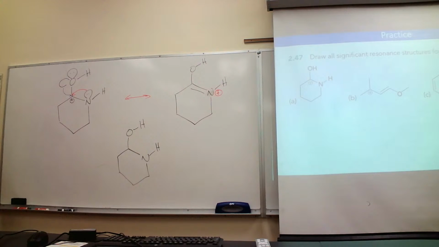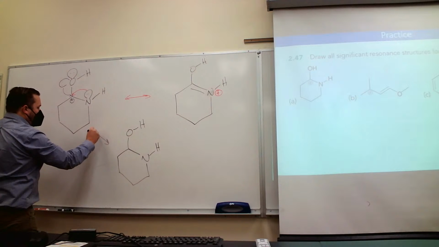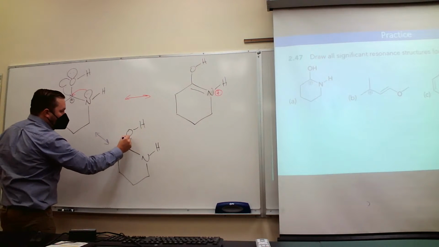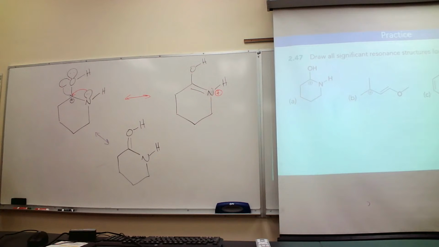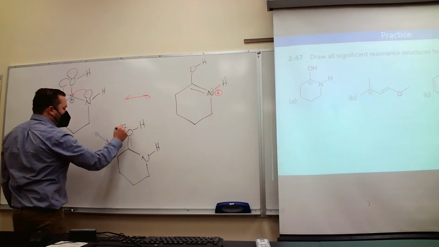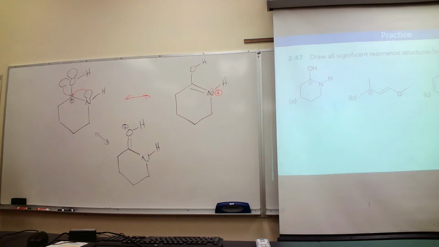There's nothing that says that it has to be the nitrogen. The oxygen has lone pairs too, right? If the oxygen moves its lone pairs over instead, you make a carbon-oxygen double bond. And now the oxygen's got 3 instead of 2. So now the positive charge is on the oxygen.